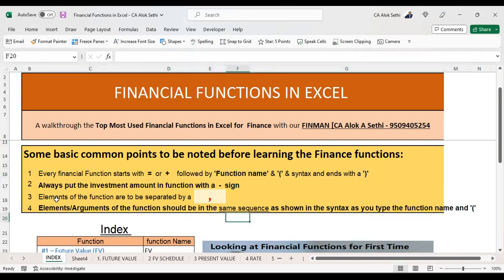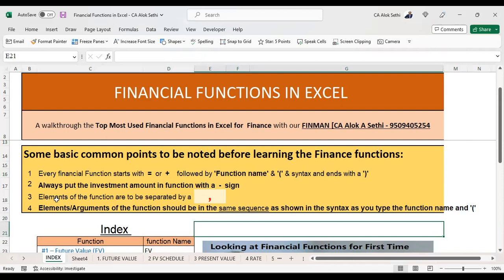For example, suppose I give you an example. Suppose I write here SUM, open a bracket, and I write down 10, 20, 30, 40, and 50, and close the bracket.